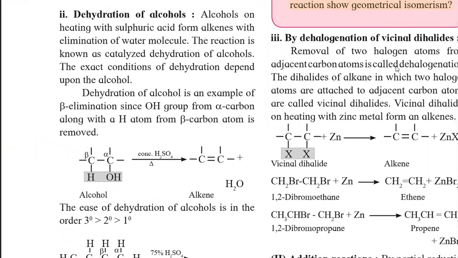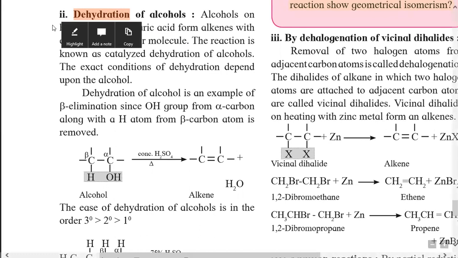Again, in the elimination type of reaction, this is dehydration of alcohols. That is the second method coming under elimination type of reaction. The meaning of de is again removal. Hydration means addition of a water molecule, and the meaning of dehydration is removal of a water molecule. So from alcohol, if we remove the water molecule, then alkene is formed.